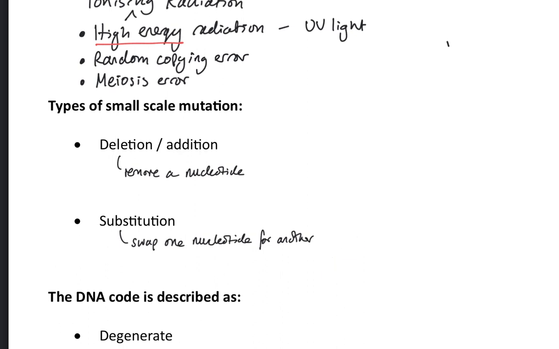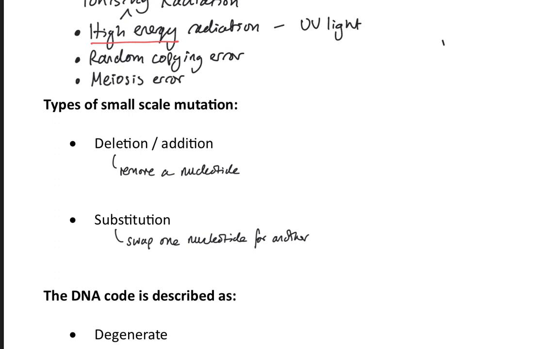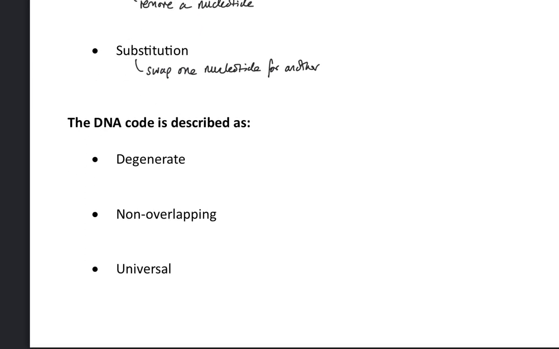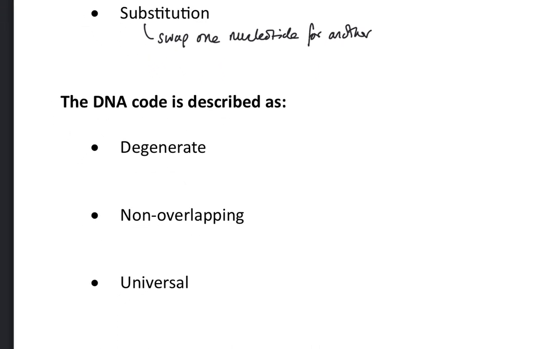So we're going to meet how these types of mutations impact on some scenarios on the other side of the sheet in a bit. So we're just going to relate this to the genetic code as well. So remember in the syllabus it talks about the DNA code is described as degenerate, non-overlapping and universal. So two of these are really relevant to mutation.